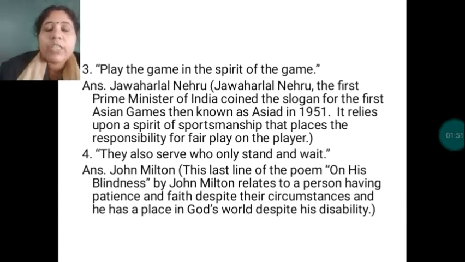Jawaharlal Nehru, the first Prime Minister of India, coined the slogan for the first Asian Games. Understood? He gave this quotation when the first Asian Games were held in India in 1951. It relies upon a spirit of sportsmanship to win, spirit, understood? That places the responsibility for fair play, not cheating, fair play. Use your capability on the player.